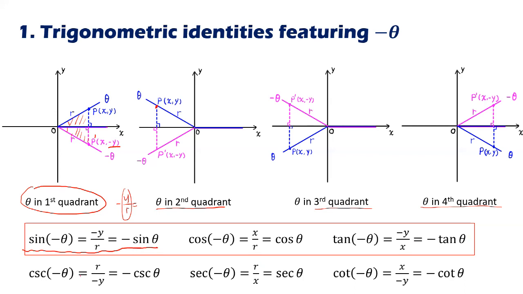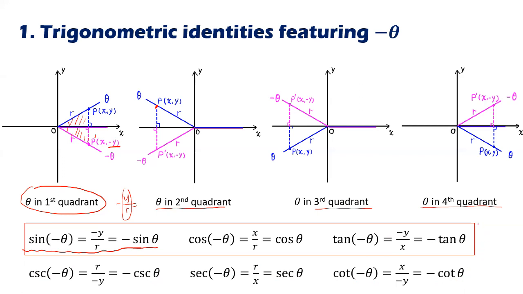For the secondary ratios, we can also use a similar way to prove them. For example, cosecant minus theta equals minus cosecant theta. Secant minus theta equals secant theta. And cotangent minus theta equals minus cotangent theta, right?